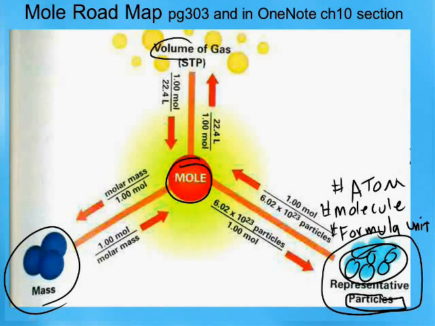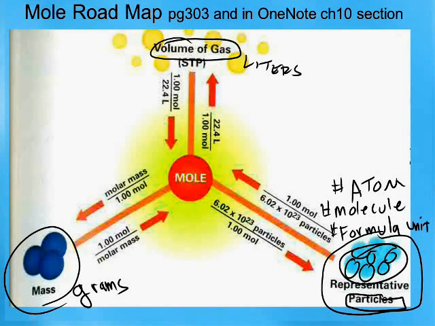And also volume of gas, and we look at liters here. Now the mass we're going to look at should be in grams. And we will look at each of these individually. But notice they all go to the mole. A roadmap is just if we want to go from one place to the next, we follow the arrow. They all lead to the mole and go through the mole.